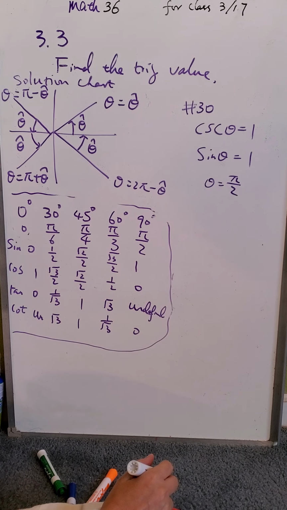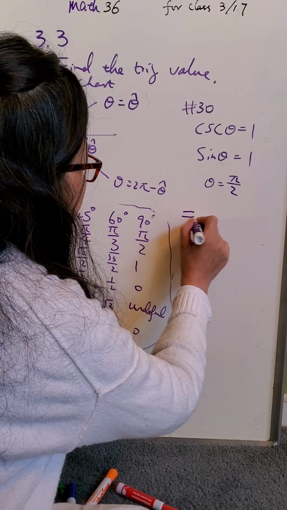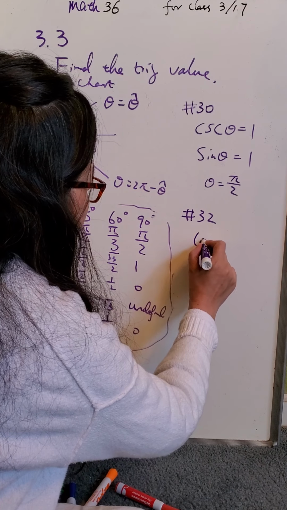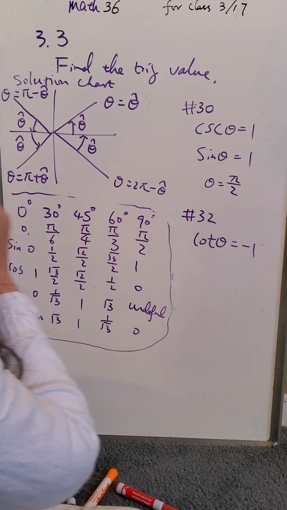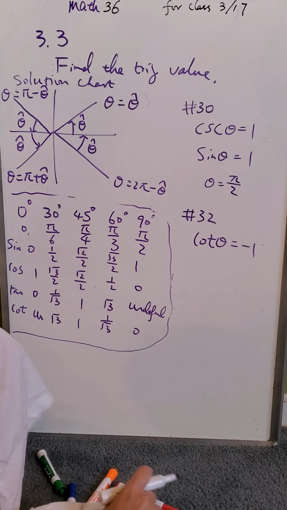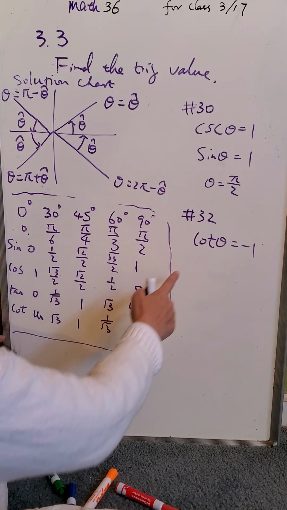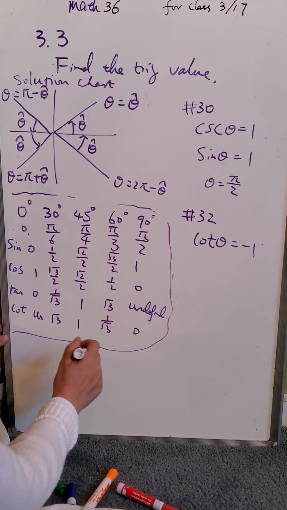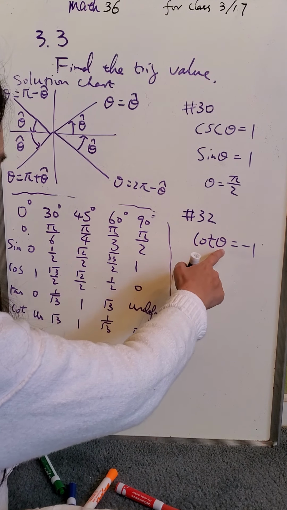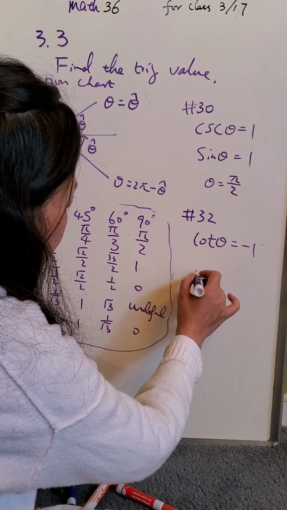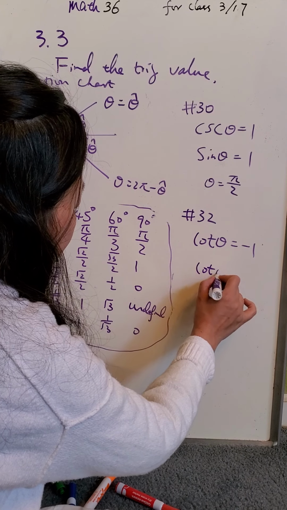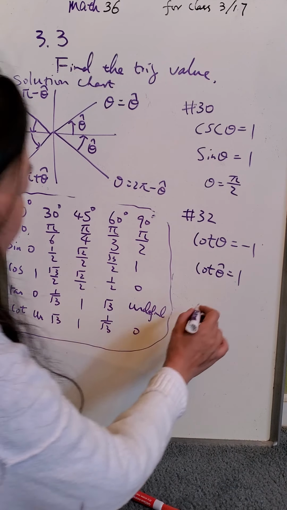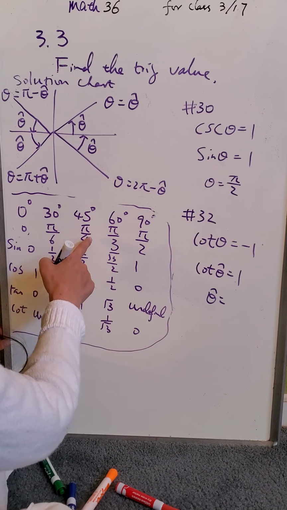The last part I want to do is number 32, with cotangent theta equal negative 1. This time you have to use a chart, because the cotangent of 1 is right here. So you have to use a reference angle. First you put cotangent theta hat equal to 1, taking away the minus sign. Then theta hat is equal to pi over 4.